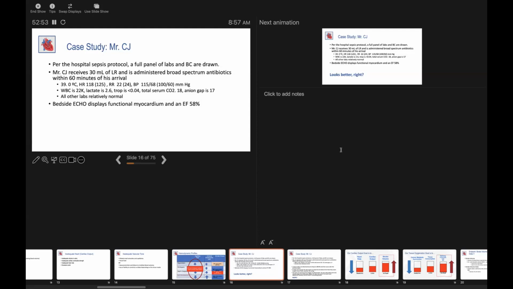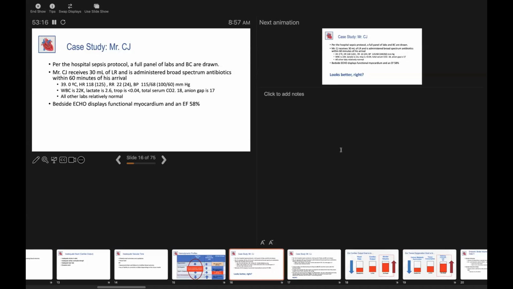Okay, so does he have metabolic acidosis? Yes or no? Yes. Do you feel like he's headed in the right direction? Yes, because his vital signs are improving, correct? Everybody good? So now all his other labs are pretty normal. We do a bedside echo and he has an EF of around 58%. So once you see he has an EF of 58%, are you comfortable with giving him more volume?